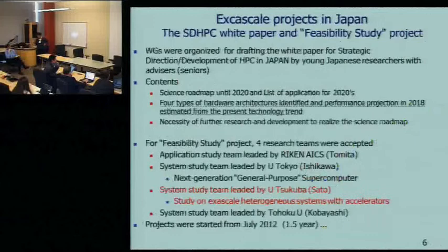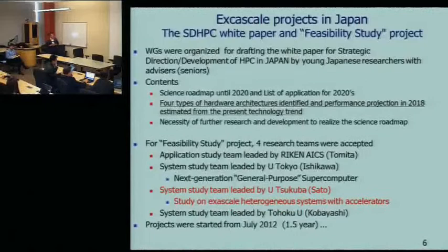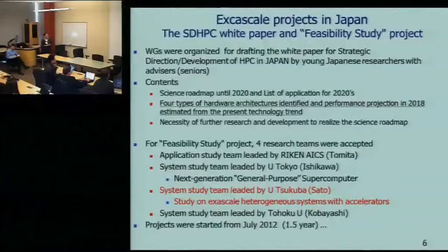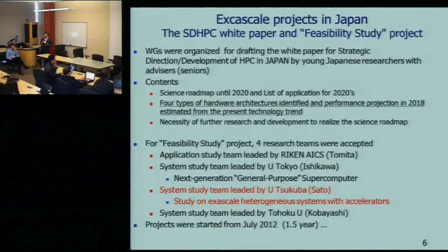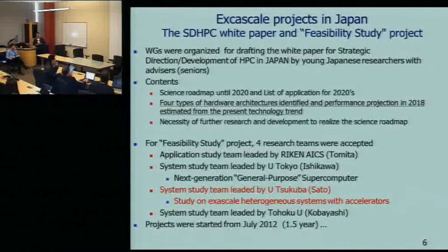Let me say a little about the exascale project in Japan. Currently we are doing a feasibility study project for exascale. Four teams are working. One is the application team, and three teams are for the system. The first system is driven by the University of Tokyo. They are exploring next-generation exascale general purpose processors, meaning a many-core system, where each processor contains, I think, less than 100 cores. And I'm leading the system for heterogeneous, meaning the accelerator system. And the last team is working on vector processors.